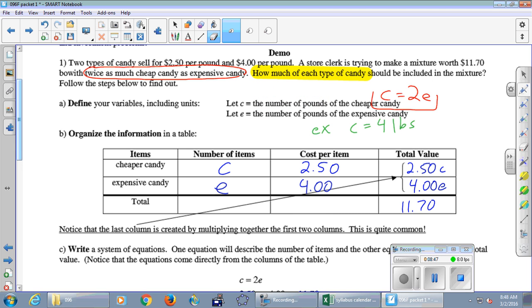And then the other equation is more straightforward. You've got this column right here. The value of the cheap stuff is 250C. The value of the expensive stuff is 4E. The total value we're after is $11.70. We're just going to add the first 2 things and make it equal 1170.